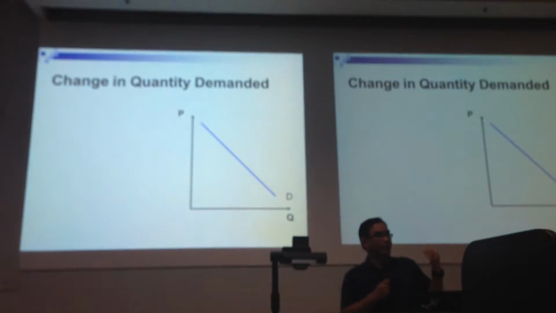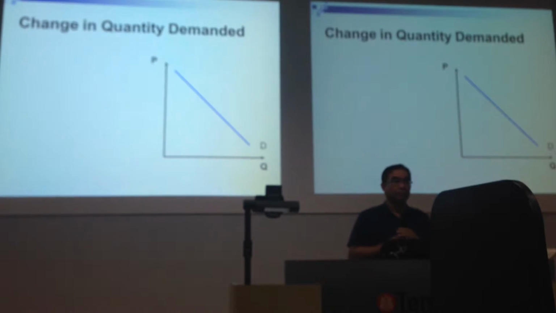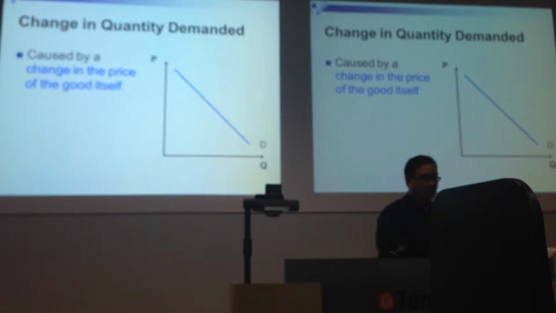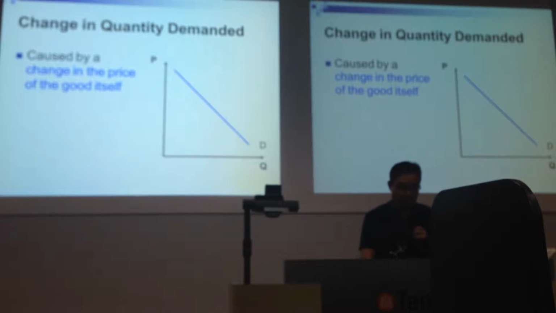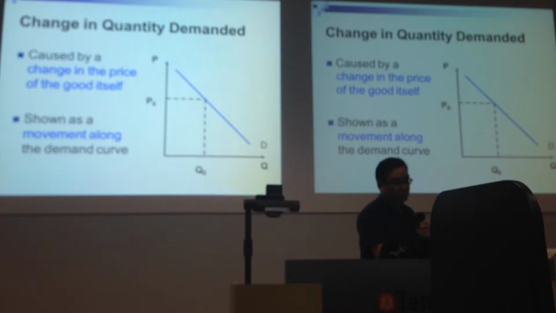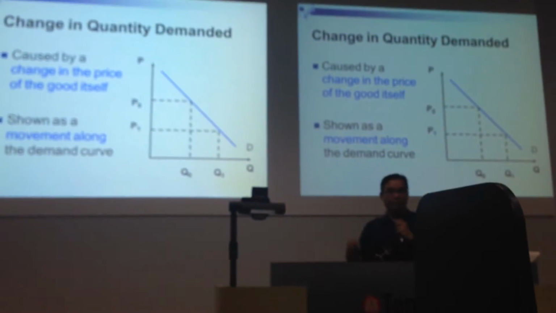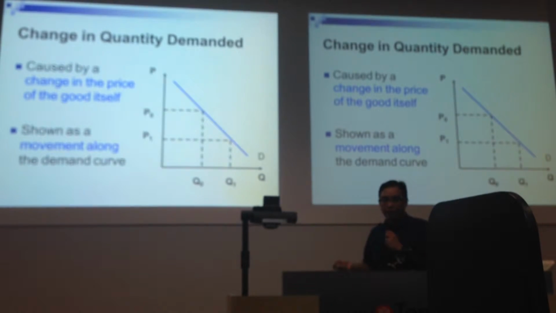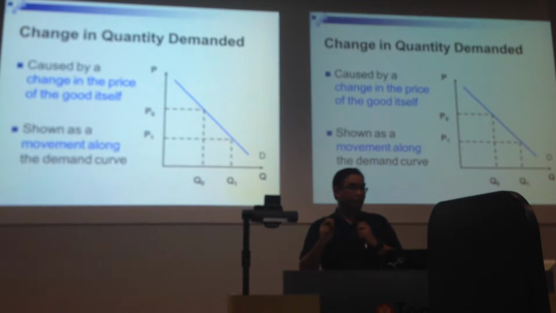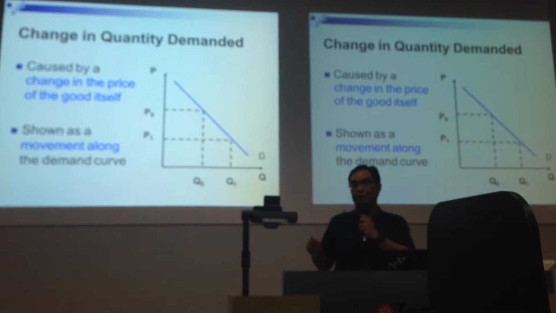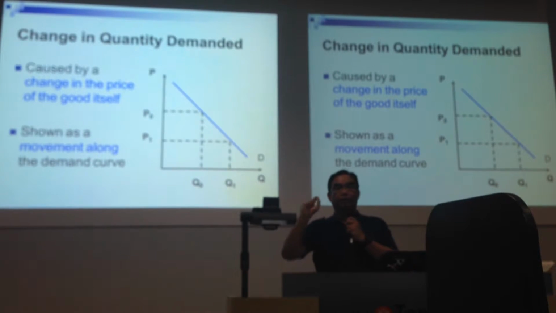Now, one of the concepts we learned about the demand curve was the concept of a change in quantity demanded, which is caused by a change in the price of the good itself. So when the price falls from P0 to P1, the quantity demanded will increase from Q0 to Q1 and is reflected as a movement along the demand curve. Right? So this is a concept known as a change in quantity demanded.